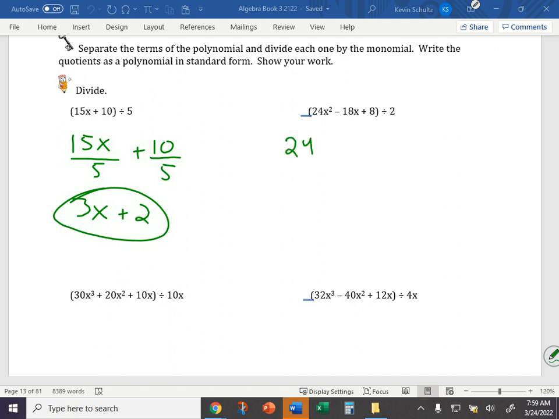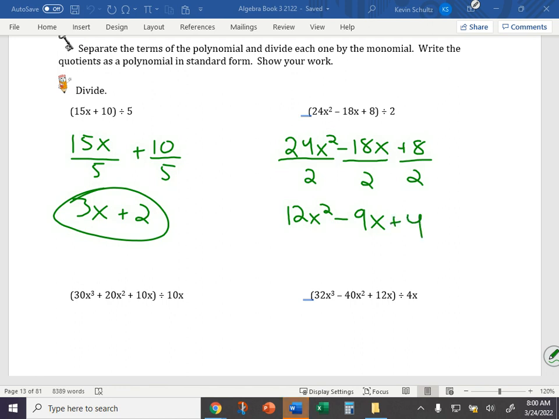We're going to rewrite the next one to be 24x squared minus 18x plus 8, and we're dividing everything by 2. Everything gets divided by 2. 24x squared divided by 2? 12x squared. Negative 18x divided by 2, negative 9x. Don't forget about that sign. And 8 divided by 2 is going to be plus 4. We're in standard form. Nothing can be combined. That would be our answer.